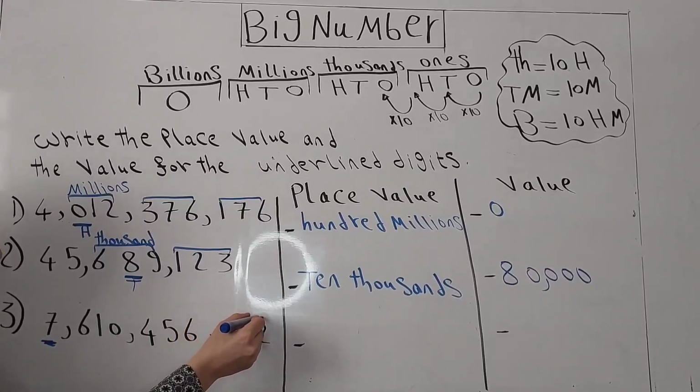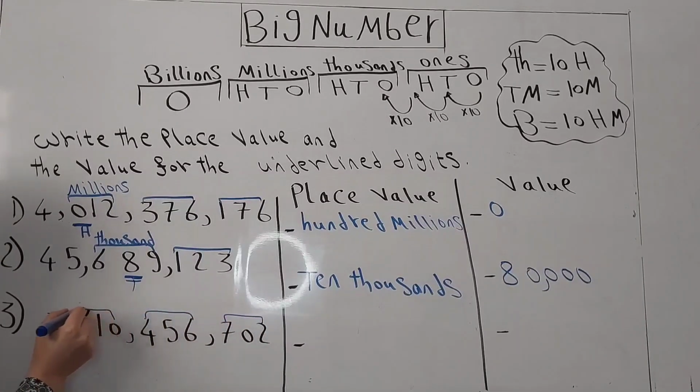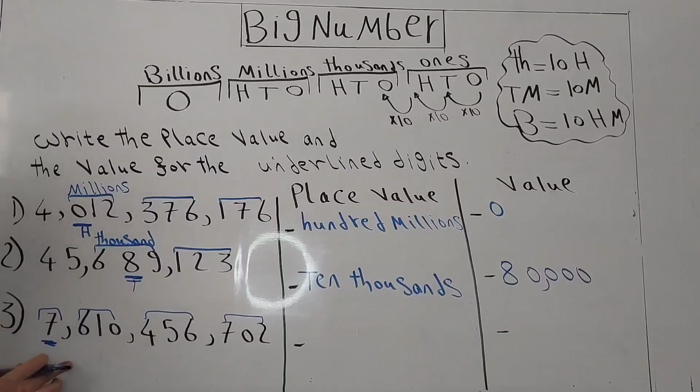The third example, we need to find the place value for the digit 7. The digit 7 is in which family? In the fourth family. The fourth family is called billions.